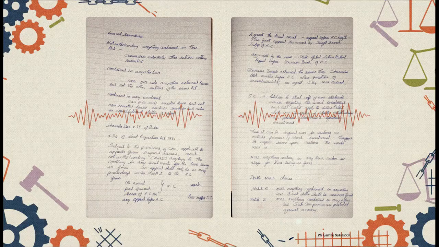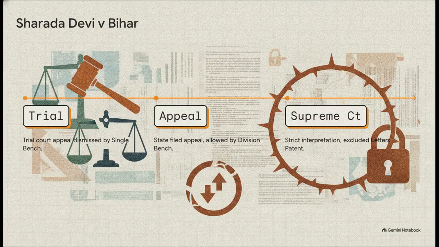Let's look at a real-world battle over these exact lexical boundaries, the Sharda Devi versus State of Bihar case. The entire core of this dispute rested on Section 54 of the Land Acquisition Act. That section used the phrase, "notwithstanding anything to the contrary in any enactment for the time being in force." This whole massive case hinged on exactly what that single word, "enactment," legally touched. And the stakes of interpreting this one single word were incredibly high.